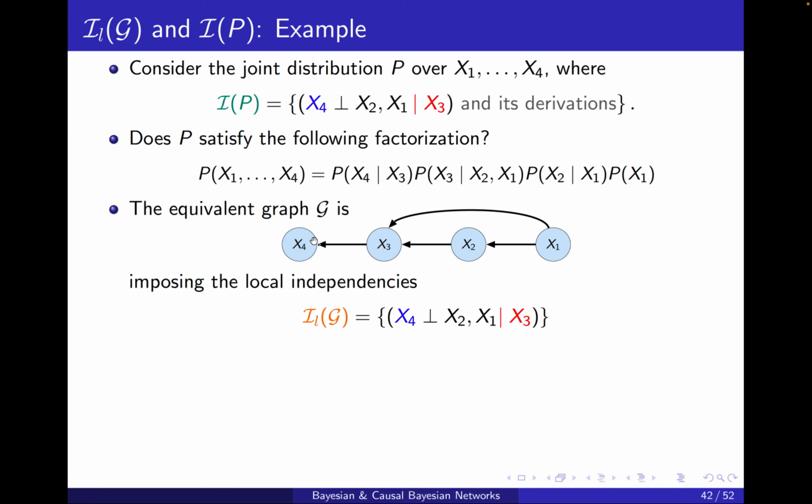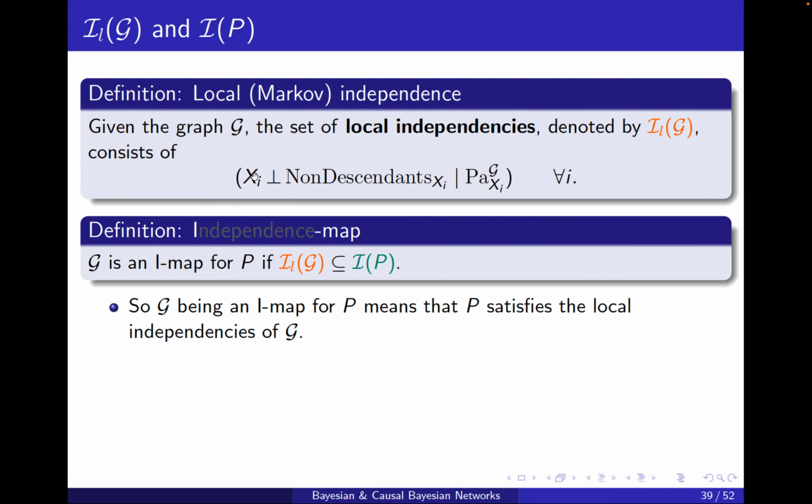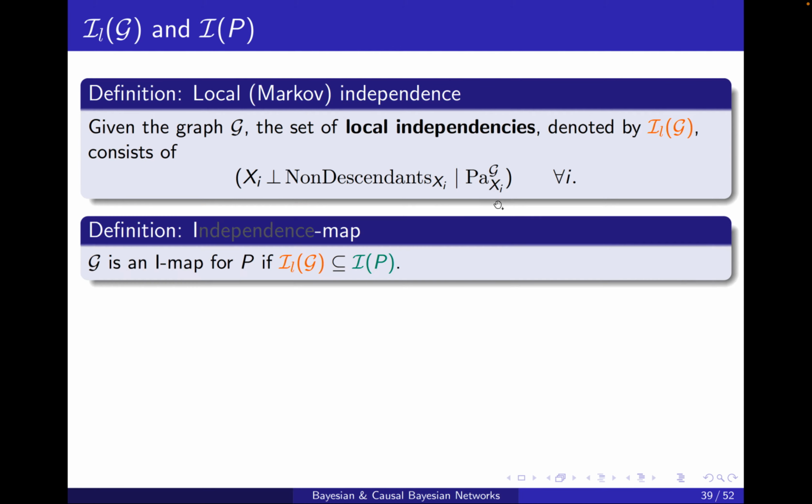Now, for x4, given its parent, I know that it will be independent of its non-descendants, so here it's only x1 and x2. Good, so I will write down this. What about x3? Well, x3's parents are x1 and x2, and the remaining is its descendant, so it doesn't give me anything. And the same with x2 and x1. So the only one is this. Okay, now here I don't need to write down its derivations because we just defined it here very formally. Only these we consider as the local independencies.